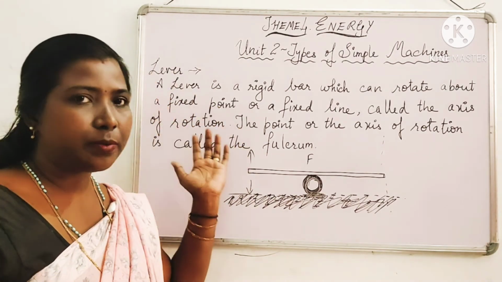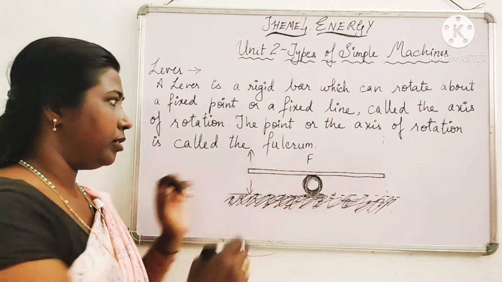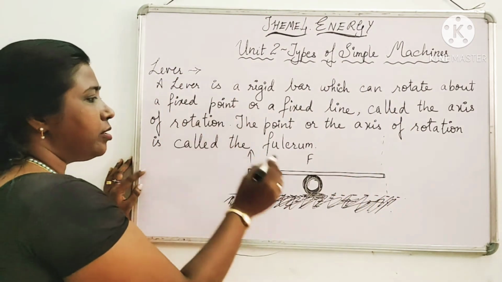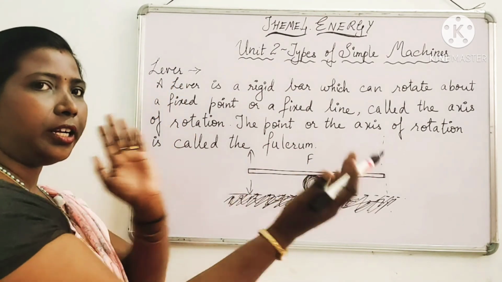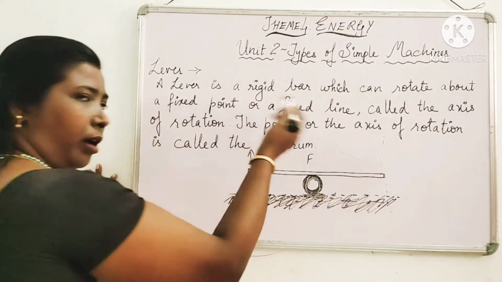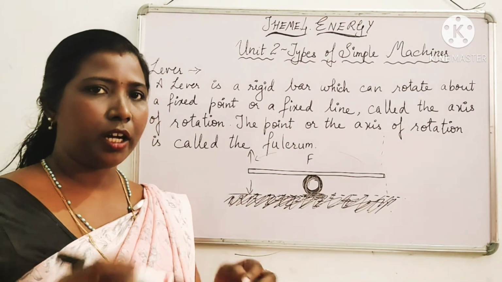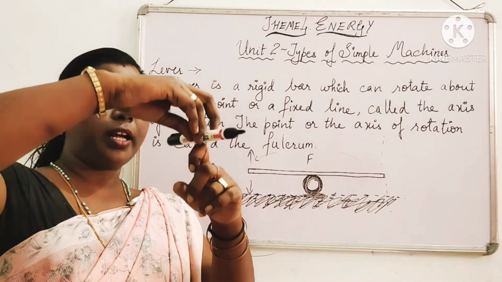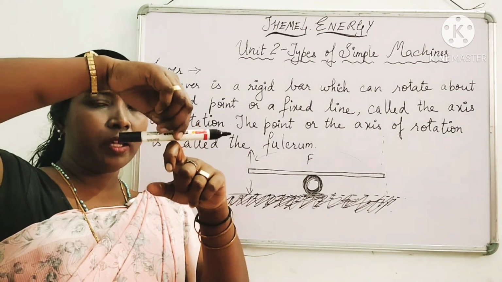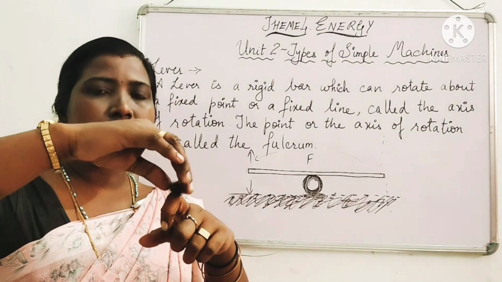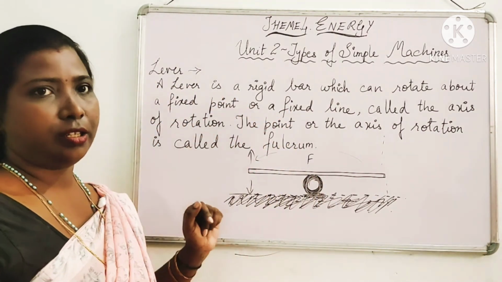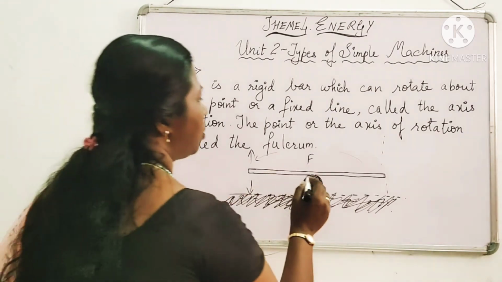Now, how do you explain the lever? A lever is a rigid bar which can rotate about a fixed point. It can rotate this side, or like this, any part of it can rotate. If my finger is the fulcrum, the rigid bar will rotate like this on the fulcrum. This is called the axis of rotation, and that axis of rotation is called the fulcrum.